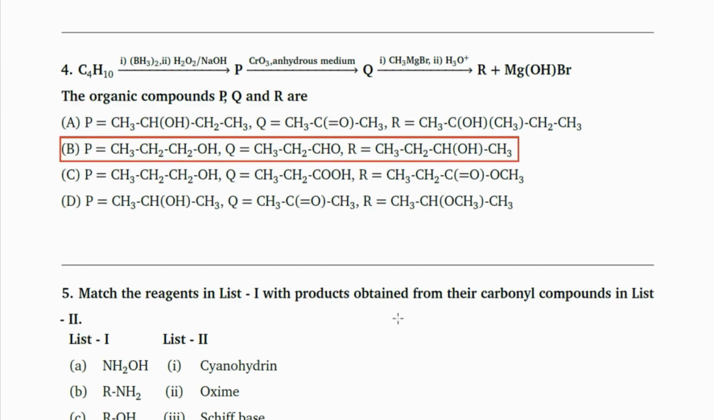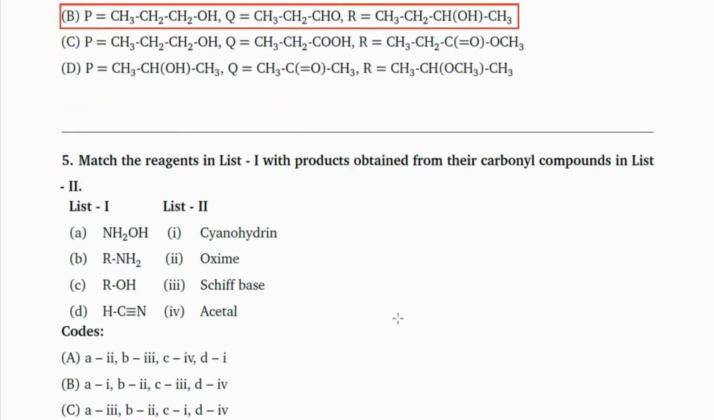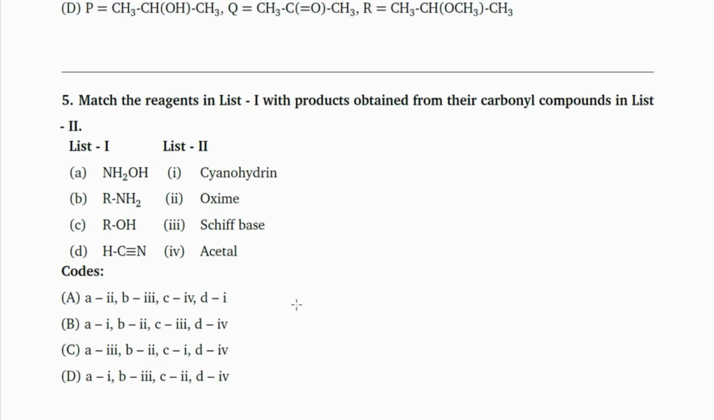Question number 5. You're asked to match list 1 with list 2. In these reactions, you need to understand that the nucleophiles from list 1 attack the electrophilic carbon of the carbonyl group, followed by the loss of water to form a new functional group. Hydroxylamine reacts with a carbonyl compound to form oxime.